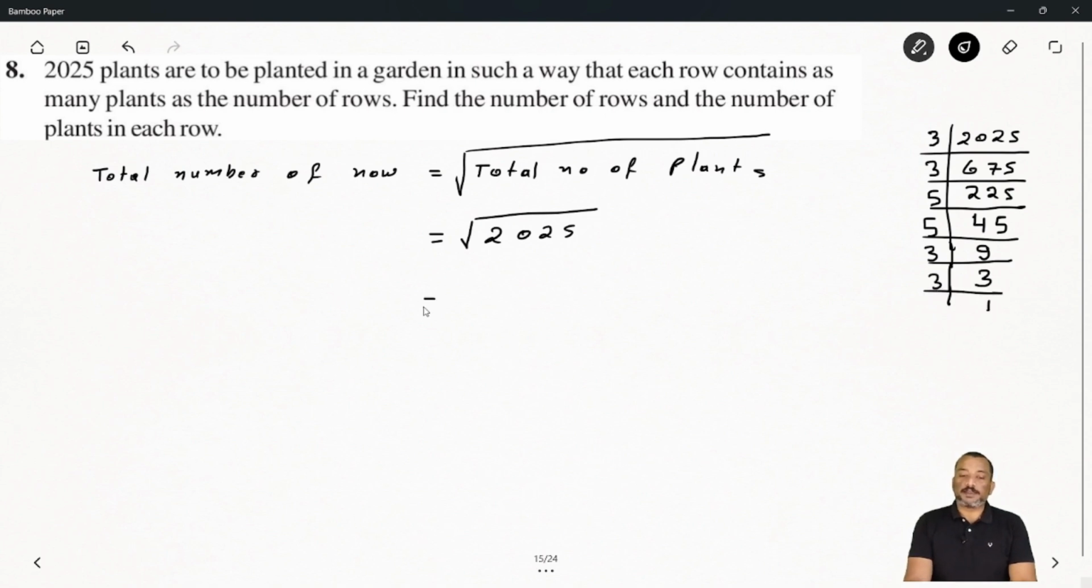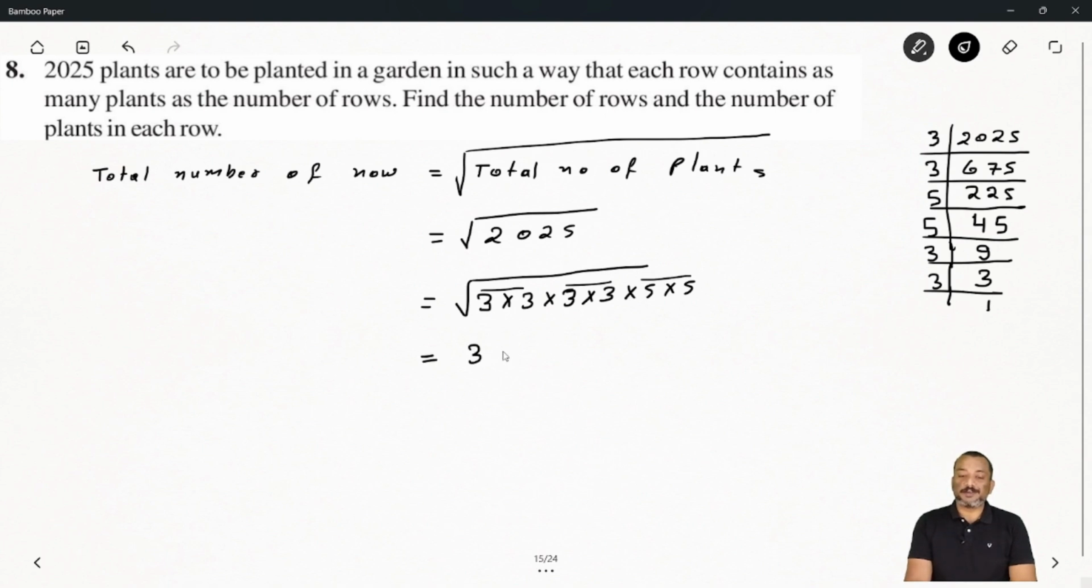So you can write its factors here. So 3 times 3, 3 times 3, and 5 times 5. So you can see every number is coming in pairs. So we will take out one of each.